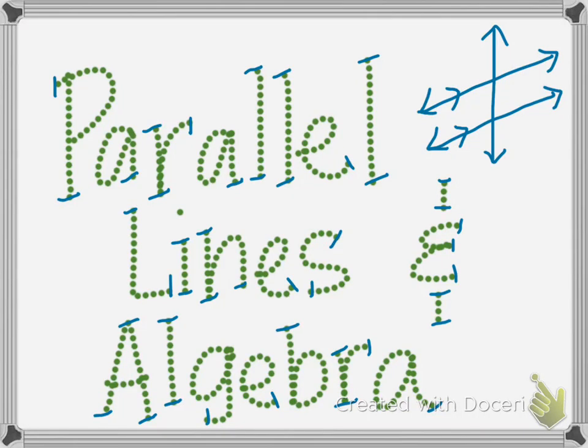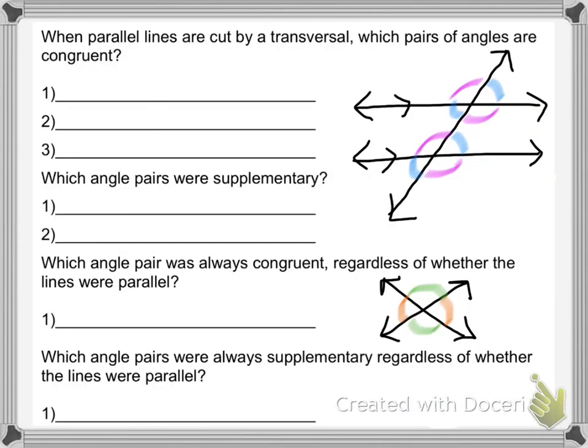Hi students, this will be our last lesson in this unit, Parallel Lines and Algebra. We will be creating equations to solve based off the angle pairs that are formed by transversals and parallel lines. First, we will review what type of angle pairs will make what type of equations. So we'll review the relationships.